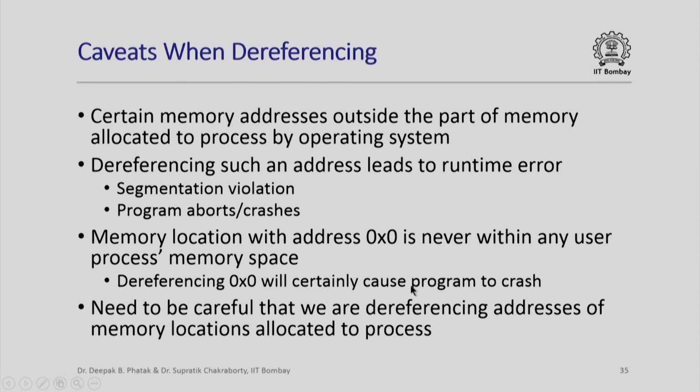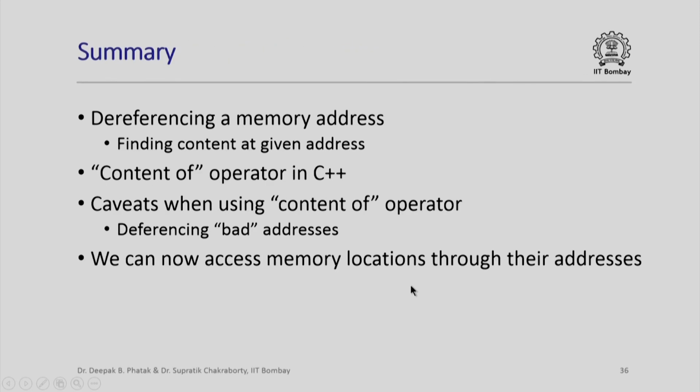So you need to be careful when you are dereferencing that you are indeed looking at the contents of memory within the part of the memory that is allocated to you. Your addresses should be within the address space that the operating system has allocated to you. So in summary, in this lecture we looked at how to dereference a memory address, which is how to find the content at a given memory address. We looked at the content-of operator and some caveats when using it, and now from what we have learnt in the last 2 lectures, we can access memory locations through their addresses.